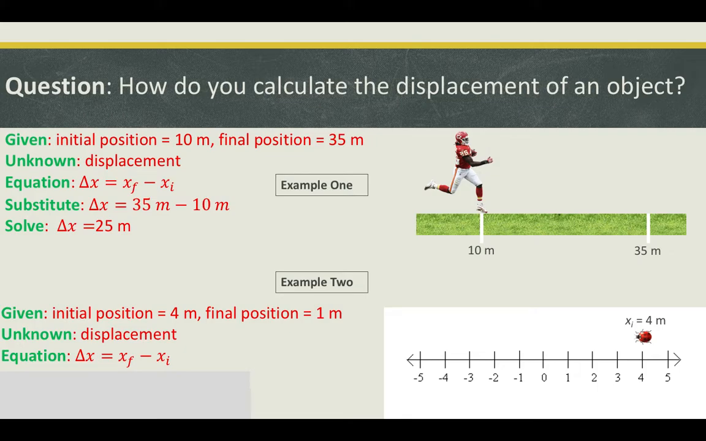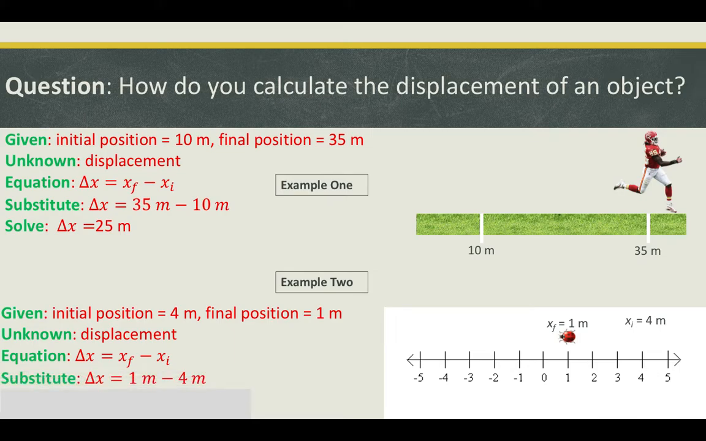All right, let's try another one. So we've got the football player across the top who has a positive displacement of 25 meters. Let's look at the ladybug at the bottom. The starting position for the ladybug is a positive 4 meters, and that ladybug is going to move toward the left, and the ladybug's final position is 1 meter. So when we drop those values into the equation, we take the final position 1 and subtract from that the initial position 4 and find out that the ladybug had a displacement of negative 3 meters.